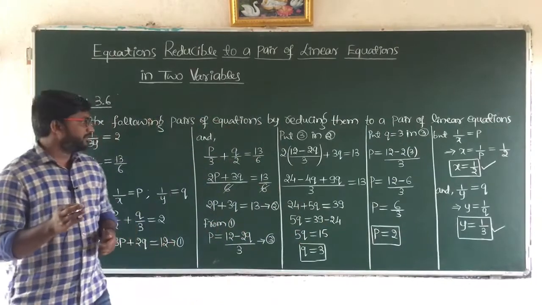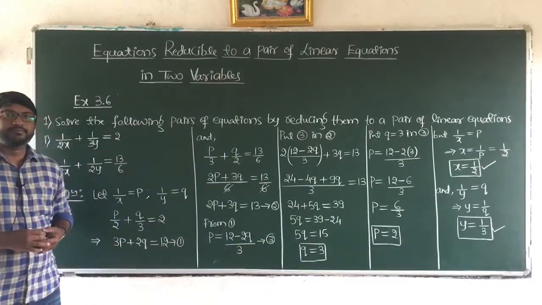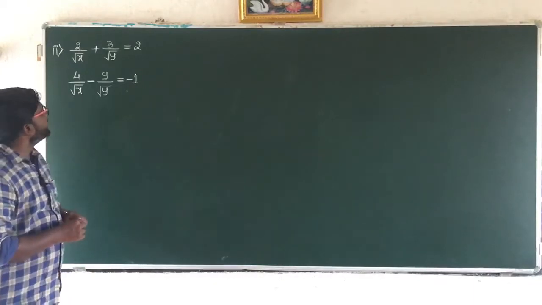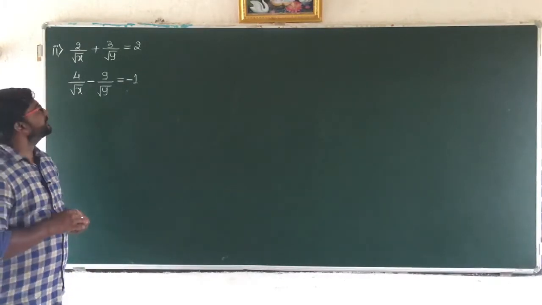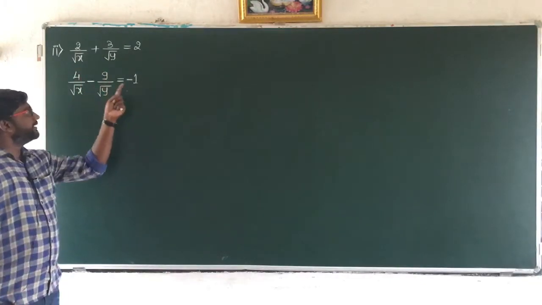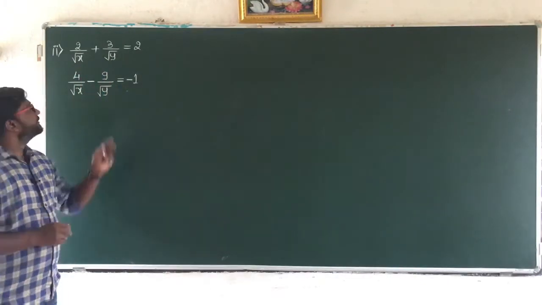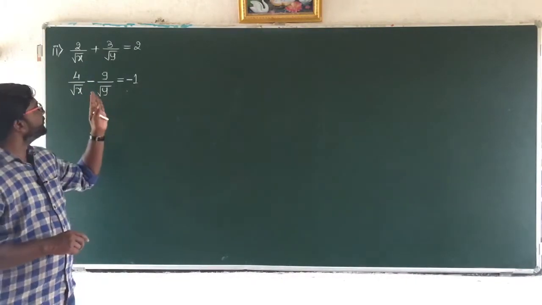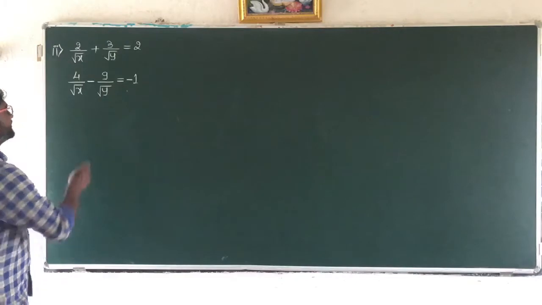So this is all about the first sub question. Let us solve the second sub question. It is 2 by root x plus 3 by root y equals 2. Then 4 by root x minus 9 by root y equals minus 1. So this pair of equations is not linear, so we have to go for a suitable substitution.